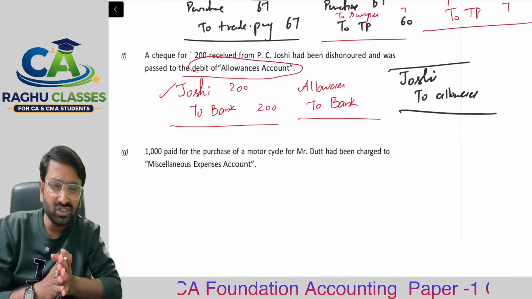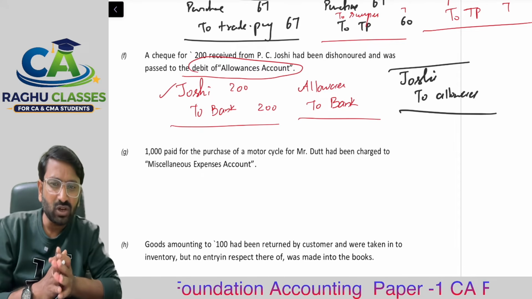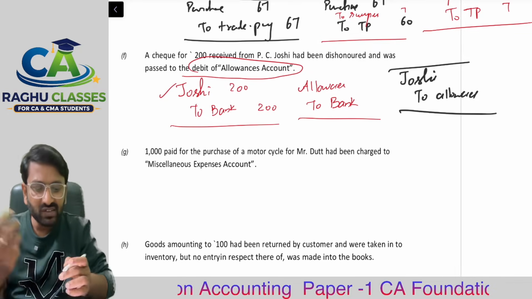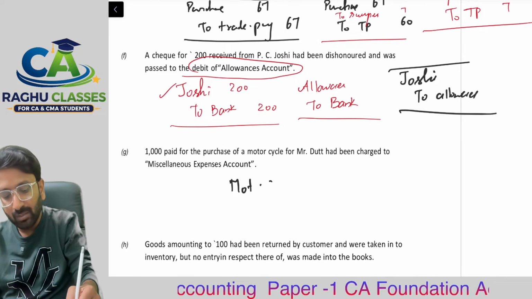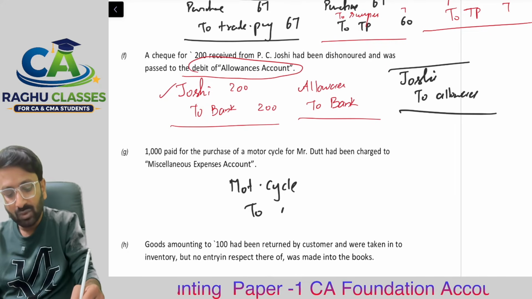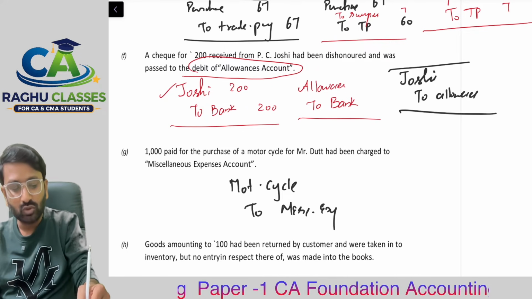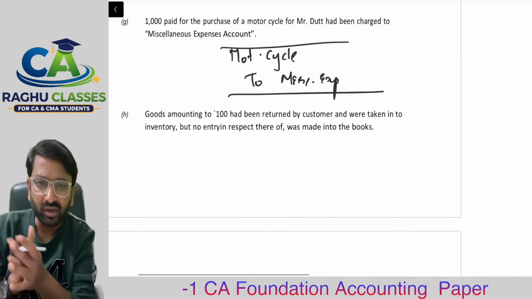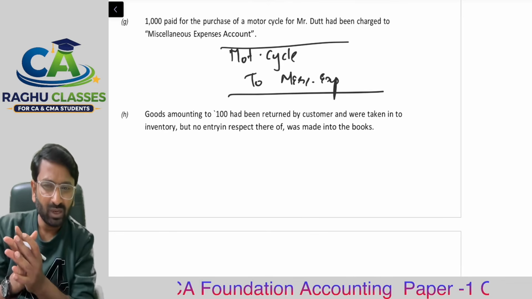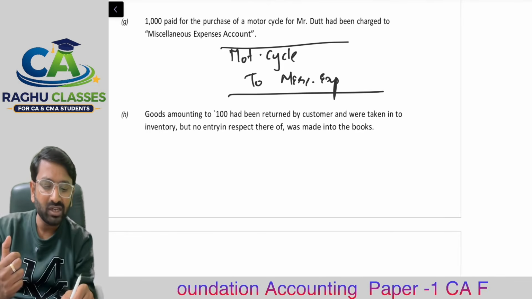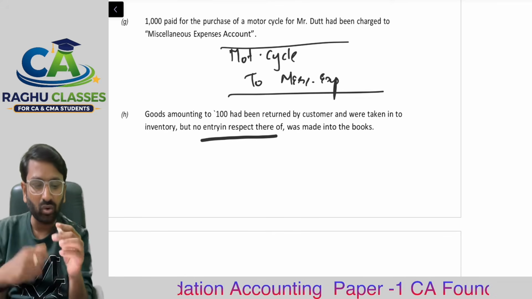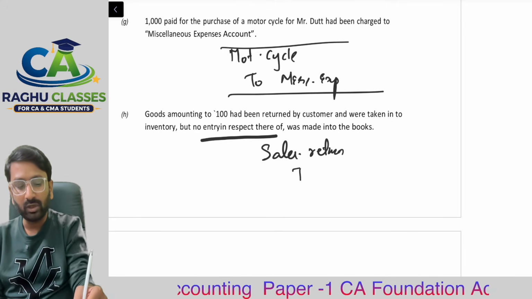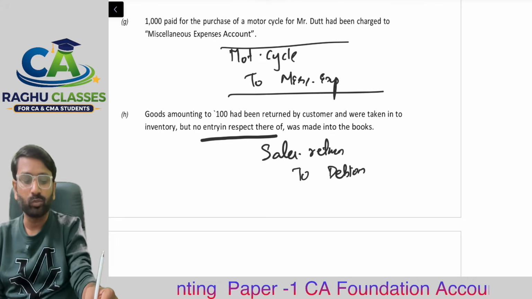Next one. 1000 rupees paid for purchase of a motorcycle has been charged to the miscellaneous expense account. So the correct entry should have been motorcycle to cash, but they have written miscellaneous expense account debit to cash. So rectification should be motorcycle account debit to miscellaneous expenses 1000 rupees. Next one. Goods amounting to 100 had been returned by the customer, taken into the inventory, but no entry was made for that. So sales return is unrecorded, and now you record it. So the entry for sales return would be sales return account debit to customers or debtors 100 rupees.